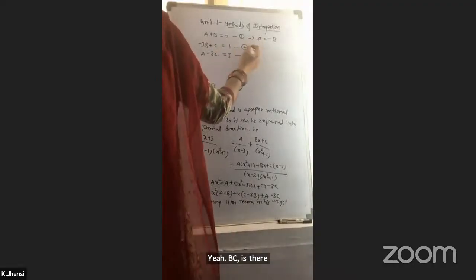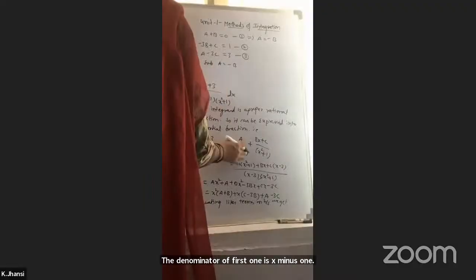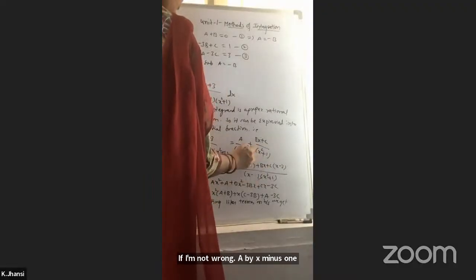Substitute. Ma'am, excuse me. After splitting it into partial fractions, the denominator of the first one is x minus 1, if I'm not wrong. A by x minus 1. That's why we got different values.